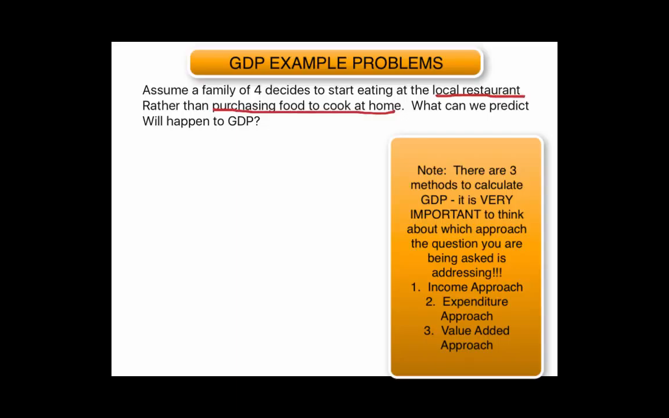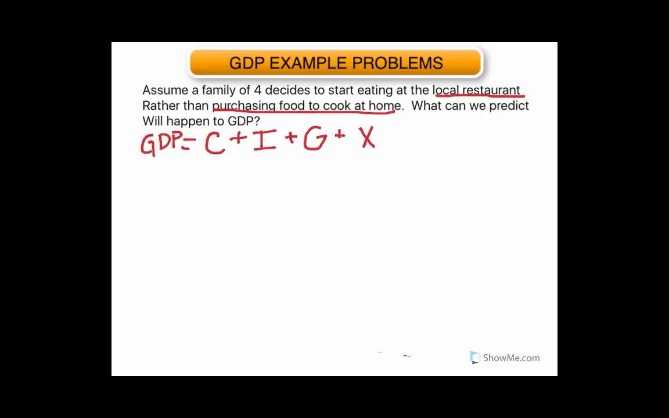With this approach, we're going to use the equation for GDP, which is equal to our total consumption, C, plus our total investment, I, plus government spending, G, plus our net exports, which I'm just going to label as X. So X represents the net exports. We already stated that this was going to be a consumption question, so I'm going to focus on the C variable in this equation.